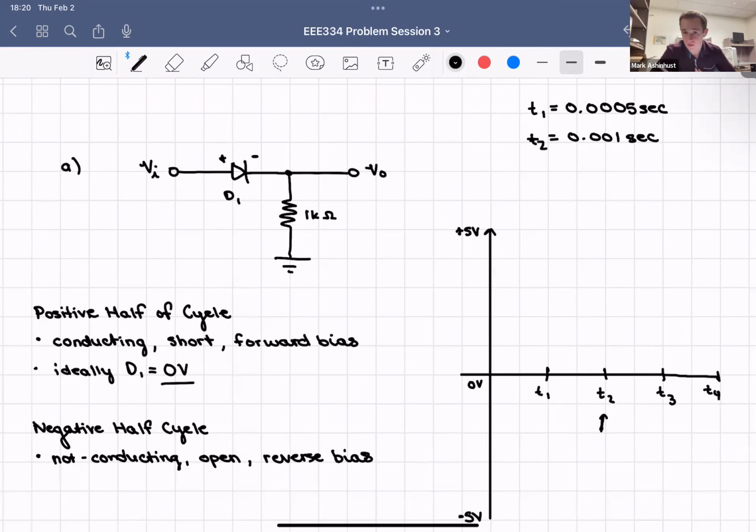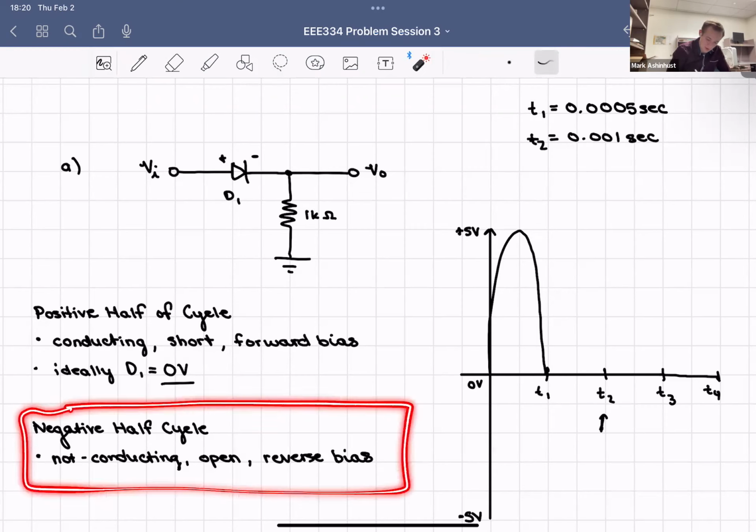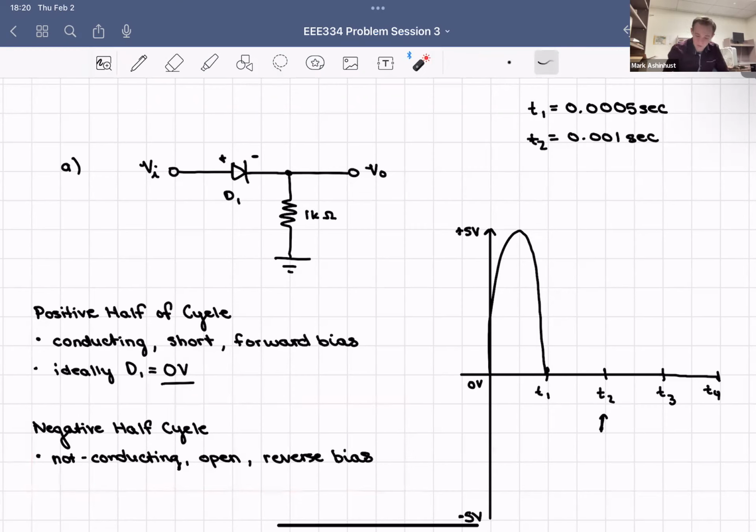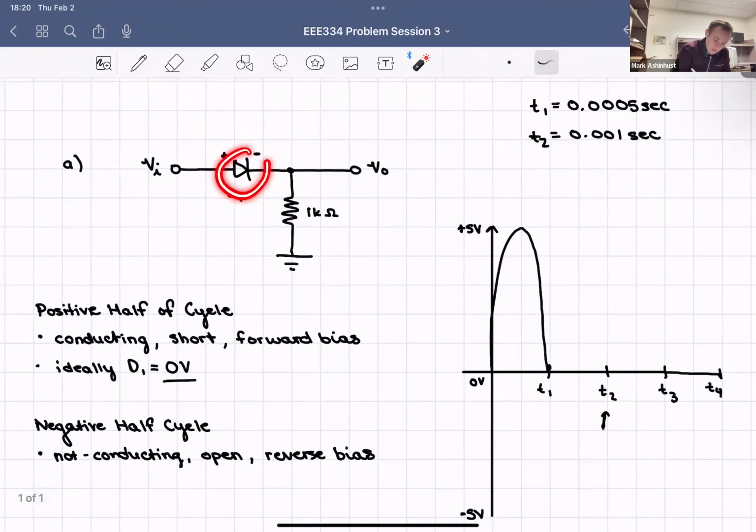So then the positive half cycle is going to be 0 to T1. So that means we will conduct from 0 to T1, but we won't conduct from T1 to T2 because that's the negative half of the cycle here. And on that negative half of that cycle, T1 to T2, the diode won't allow that to conduct. There's going to be an open here at D1.